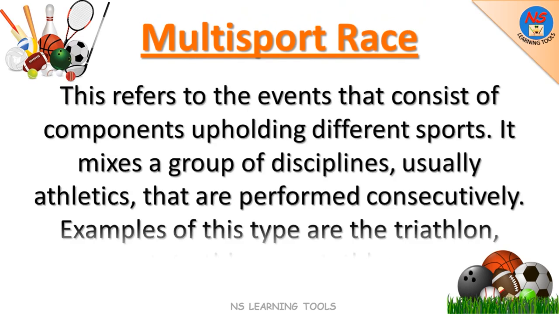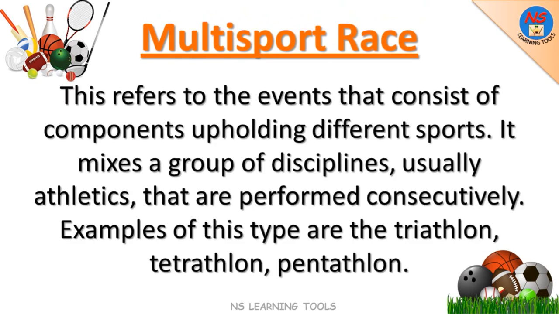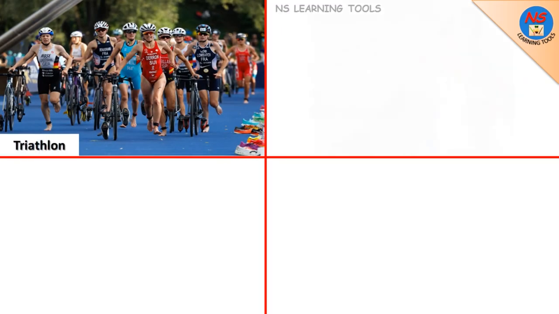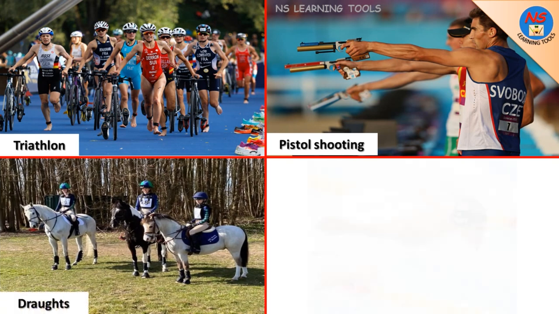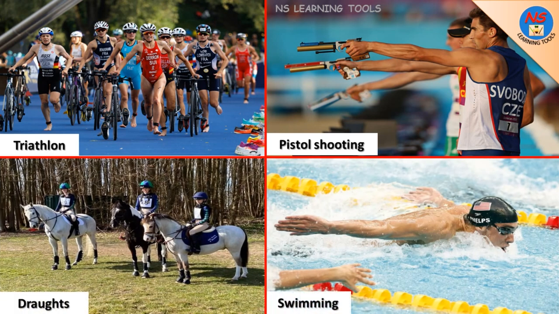Multi-sport race. This refers to the events that consist of components upholding different sports. It mixes a group of disciplines, usually athletics, that are performed consecutively. Examples of this type are the triathlon, tetrathlon, pentathlon. Triathlon, pistol shooting, draughts, swimming.